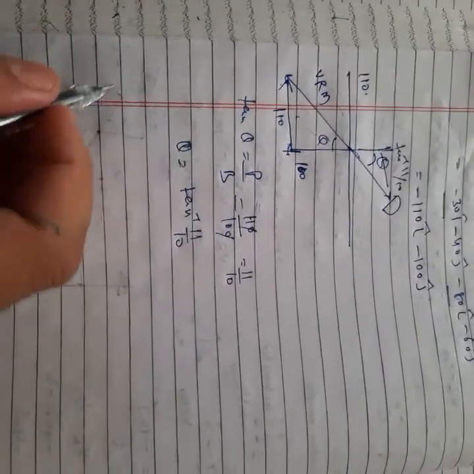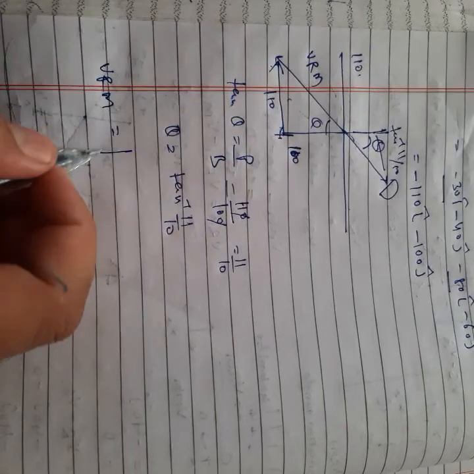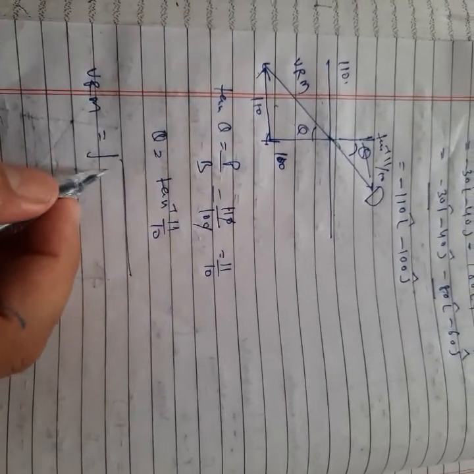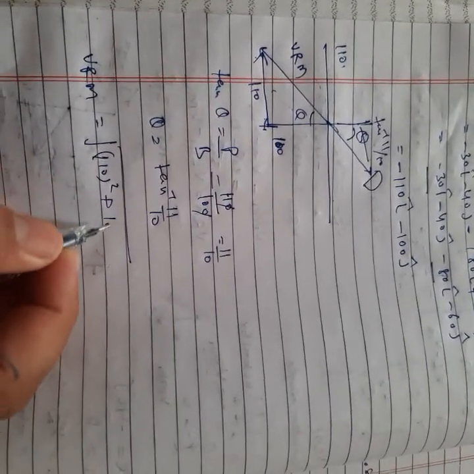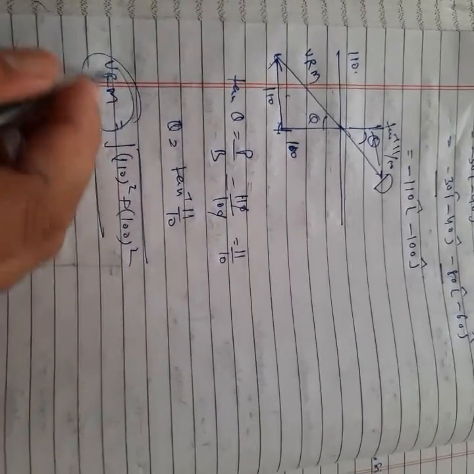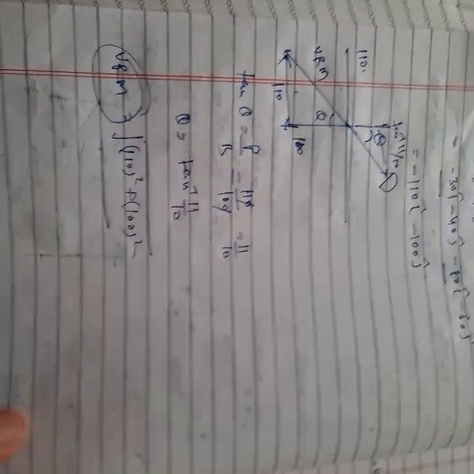Okay, then VRM means magnitude. So under root, we can say what? 110 square plus 100 square. So solve it. So we will find out here easily the VRM value. So these are the numericals of two-dimension relative velocity.